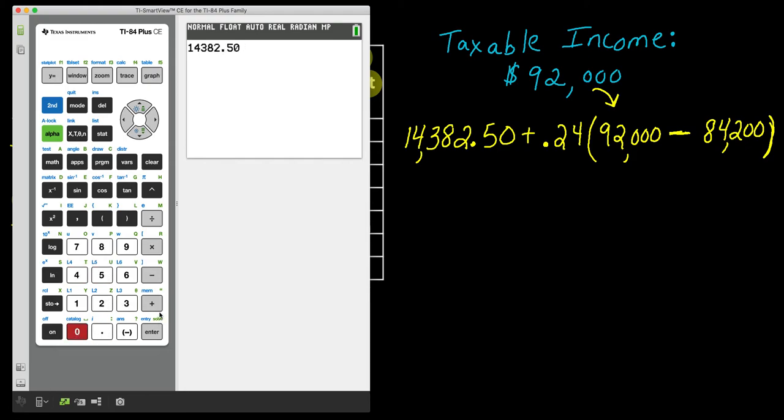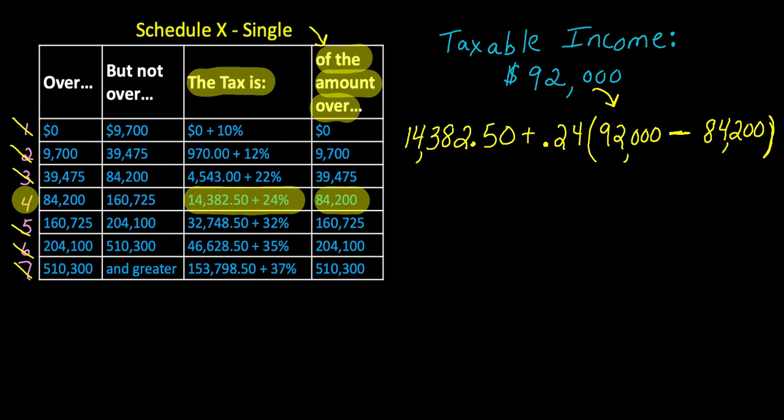14,382.50 plus 0.24, parentheses, times here, 92,123 minus 84,200. Let's close that parenthesis, and that's my tax. So 16,254.5.